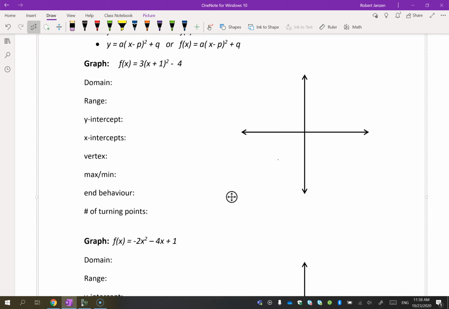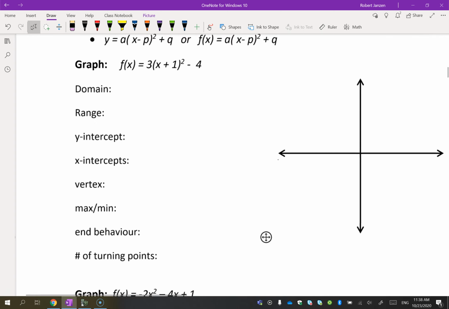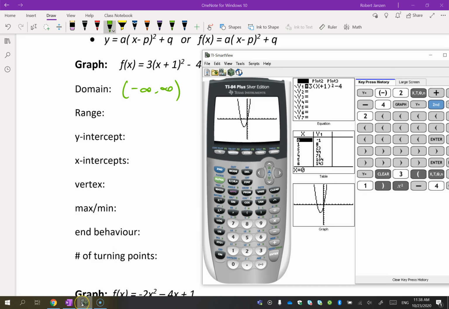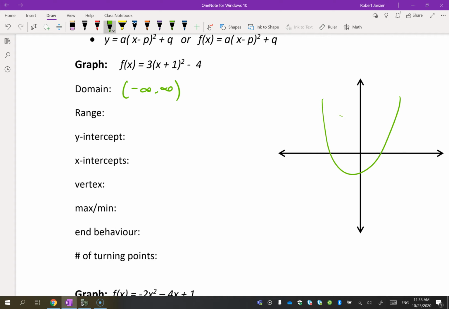Okay, so let's write a few things down here. First of all, our domain is negative infinity to infinity. If you look at the graph, you can see that it's going forever in both directions. The range we're going to have to figure out because this parabola has a lowest point. So we're going to have to figure out what that range is. To graph it, I need to know these three things: the Y-intercept, the X-intercept, and the vertex.